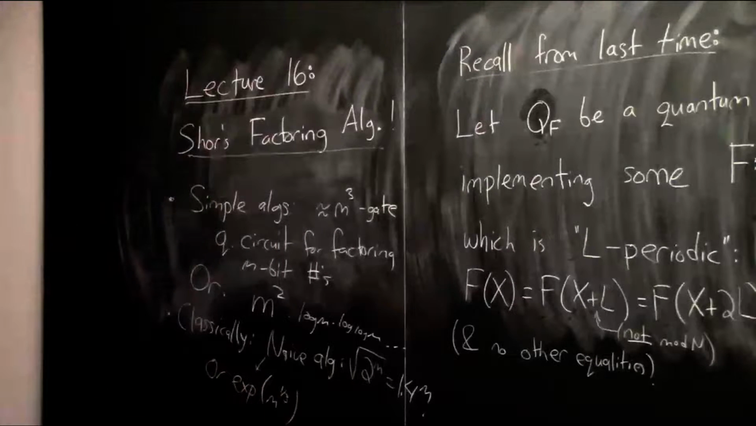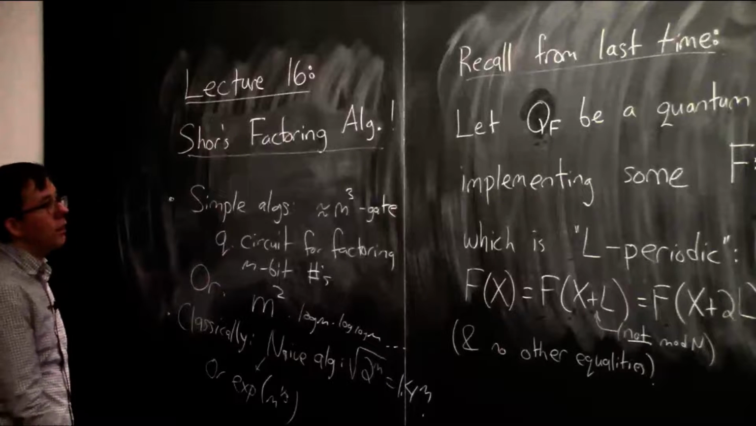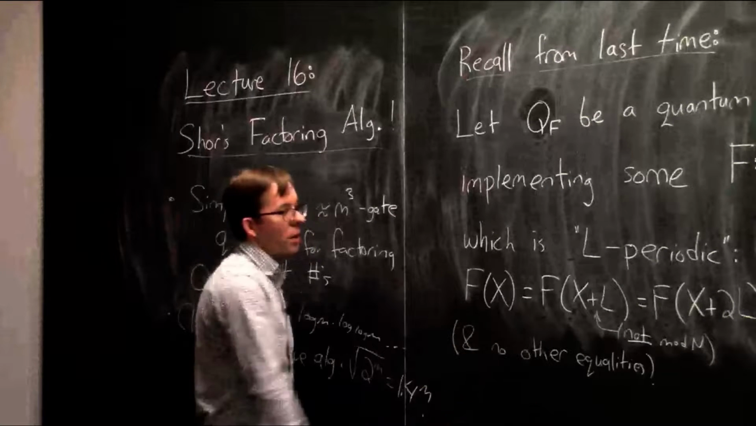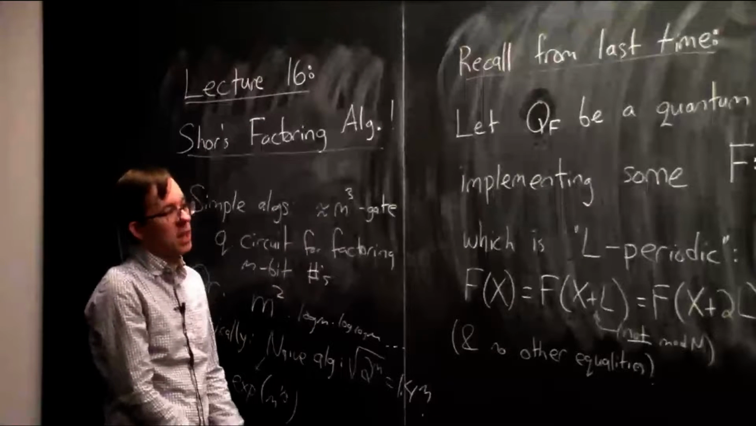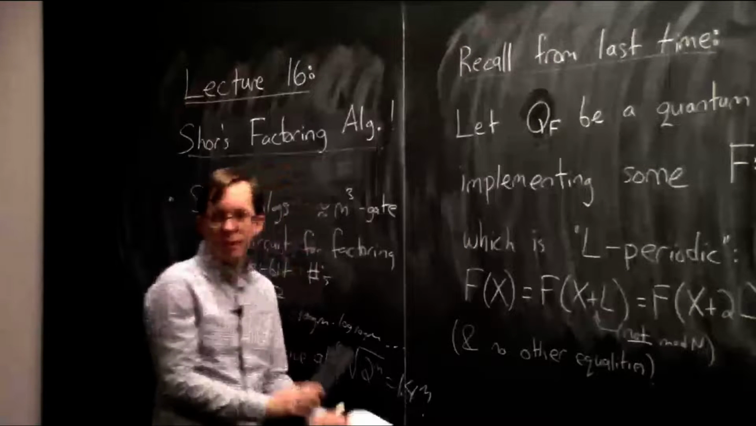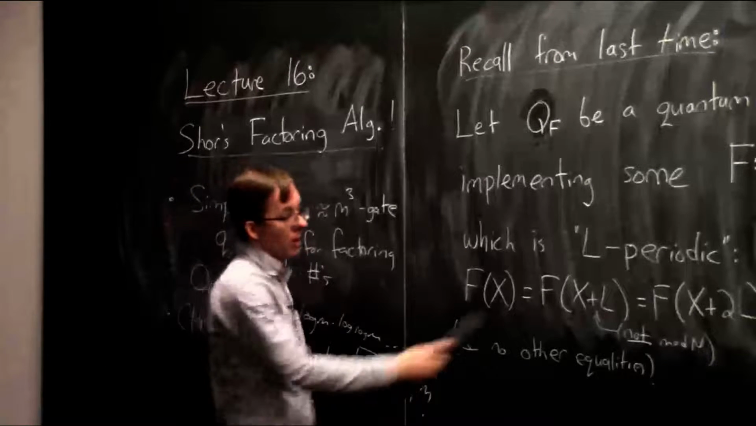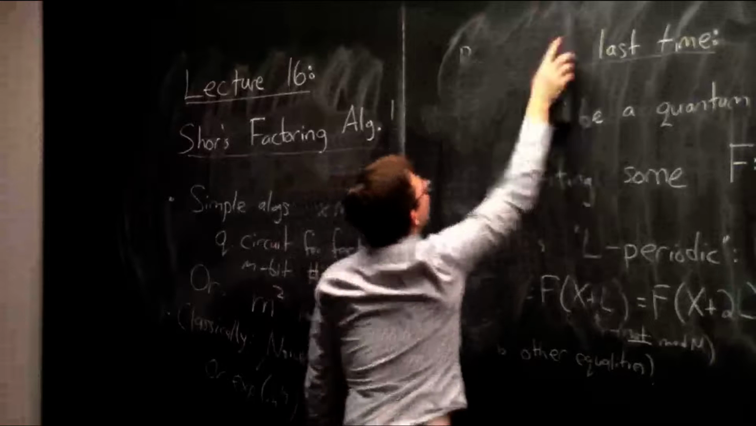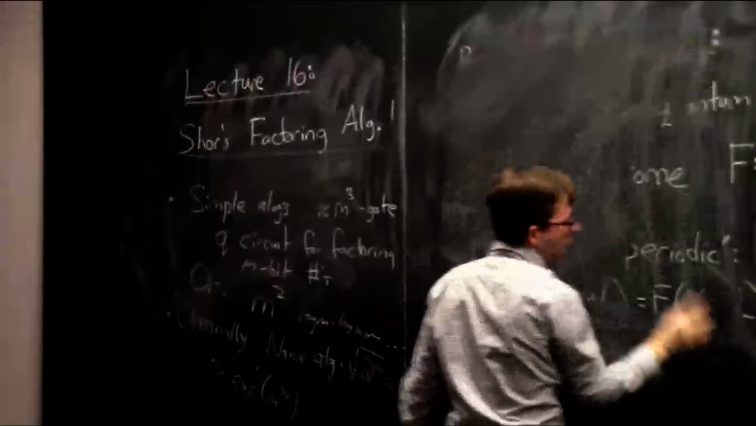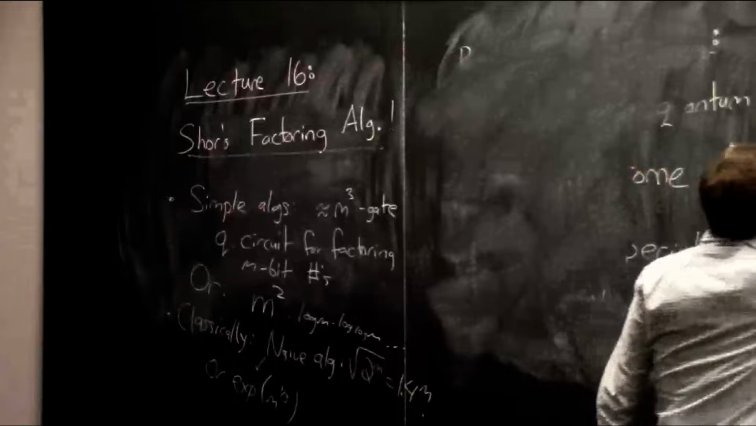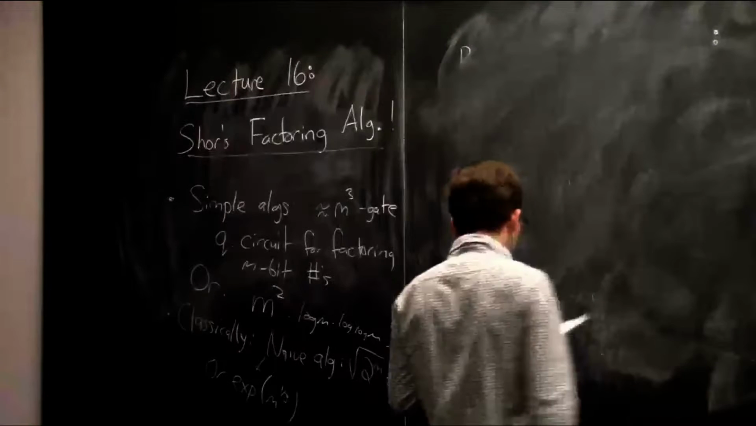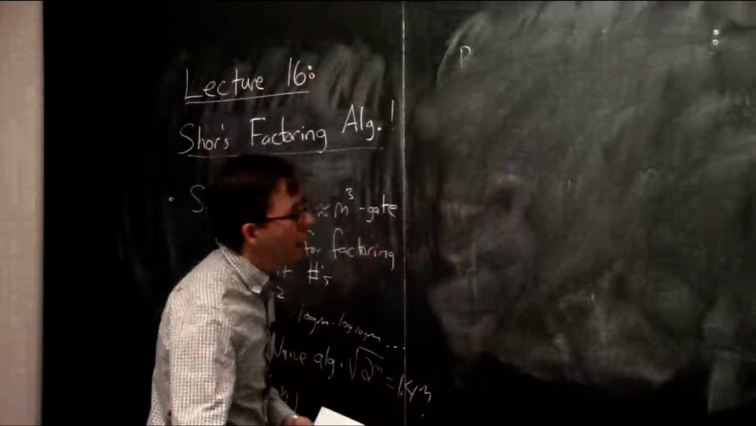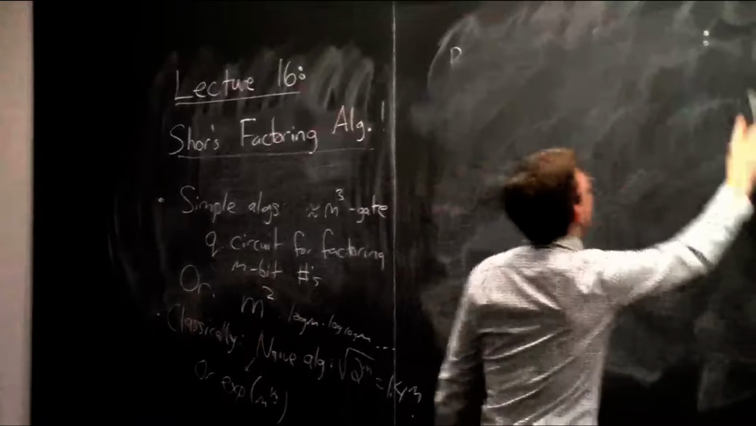OK, so I'm going to start with 2. How can being able to find the period of a periodic function help you factor? Let's assume that we've done part 1. So once you have such a quantum circuit F, boom, you can find its period for an L periodic function. OK, so how do you use that to factor numbers? Well, there's a little number theory involved. It's moderately similar to the Miller-Rabin primality test, if you've ever seen that.